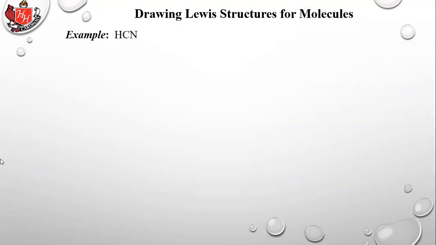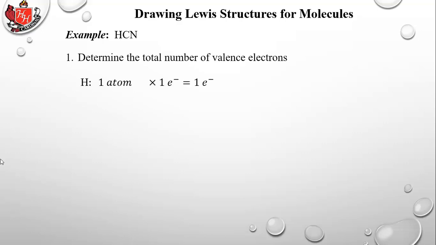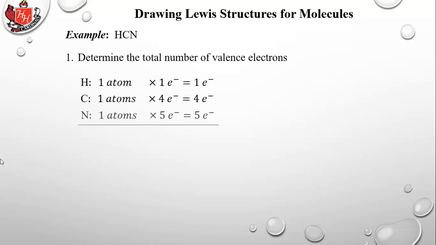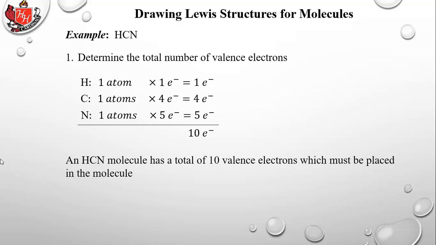Now we're going to do HCN. So determine the total number of valence electrons. Hydrogen, there's one atom, it has 1 electron. Carbon is 1 atom, it has 4 electrons. And nitrogen is 1 atom, it has 5 electrons. When you total those up, you get 10 electrons. So that means we have to have 10 dots on our paper when we're done with this. An HCN molecule has a total of 10 valence electrons, which must be placed in the molecule.